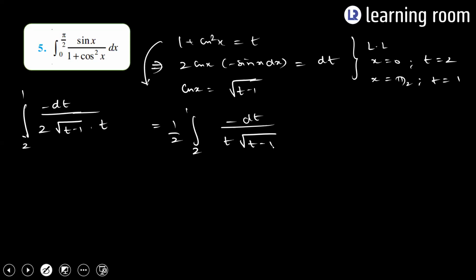Is there anything that we can do with this? We need to introduce another variable. What is the derivative of secant inverse? 1 by x into root of x square minus 1. Here it is t minus 1. If you would have got that easily, you would have got it here by minus.